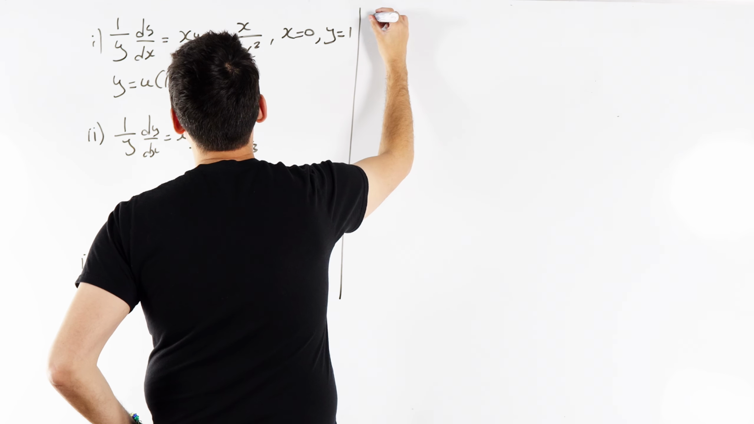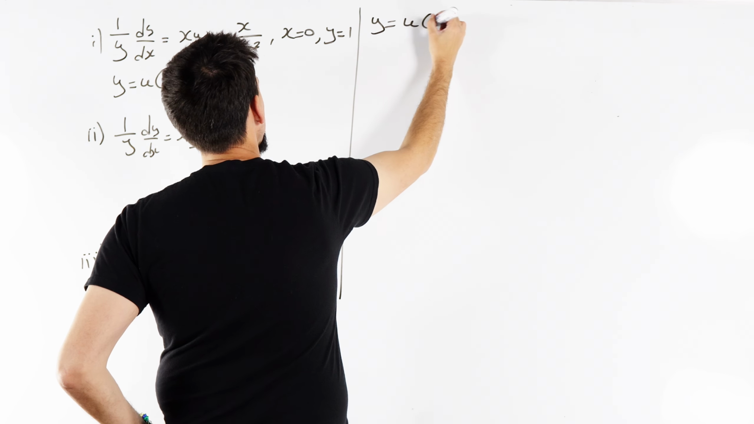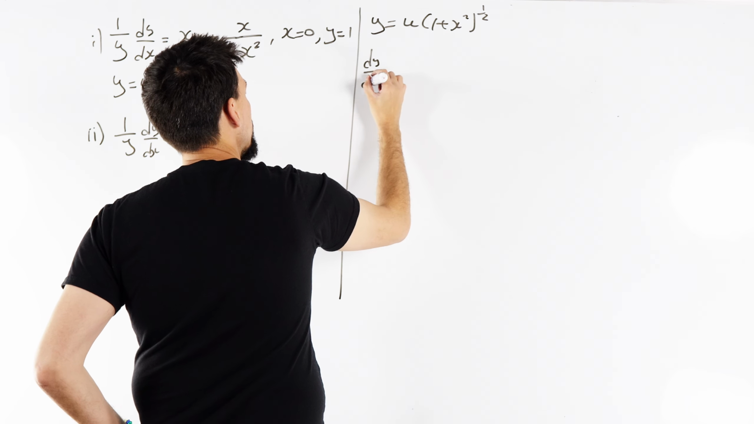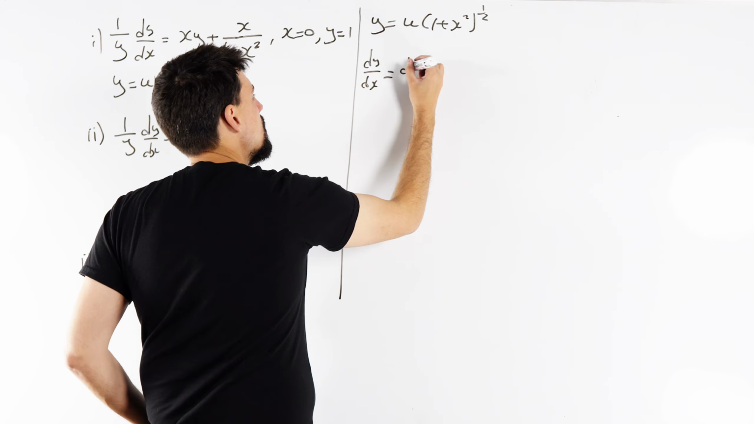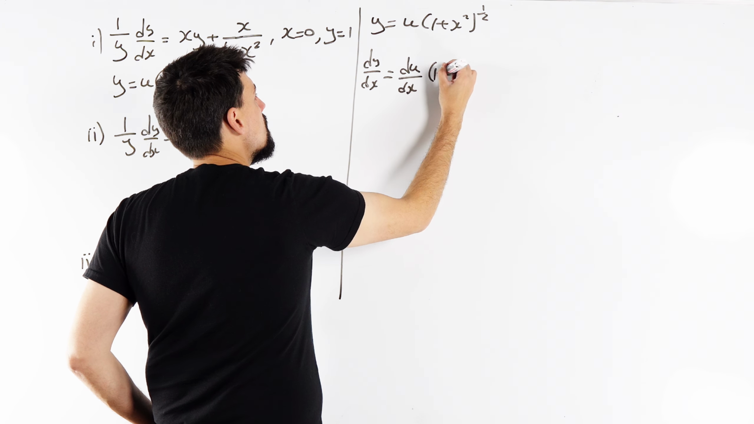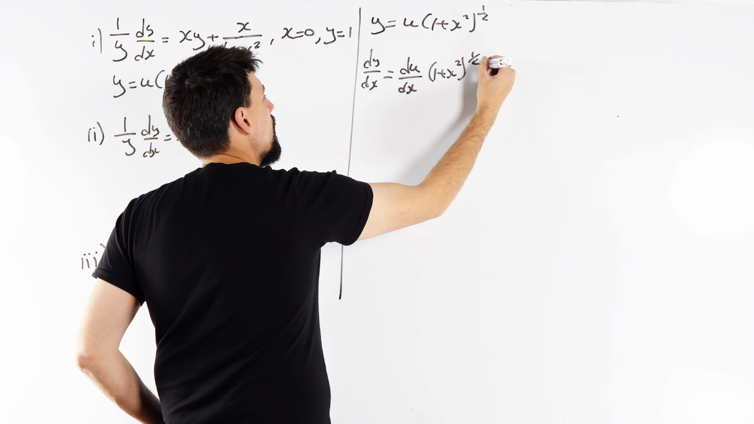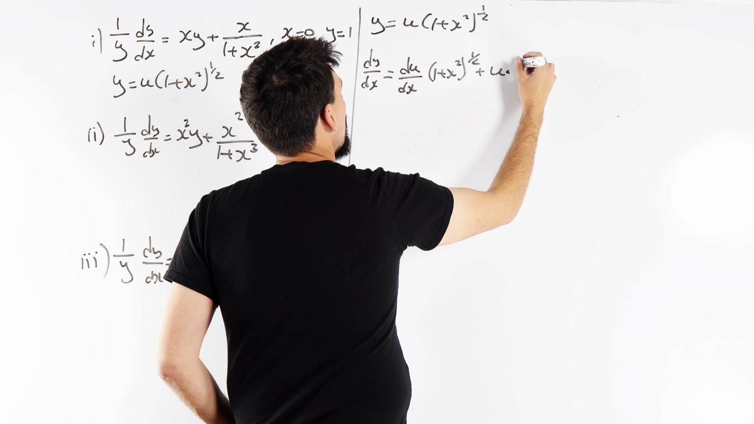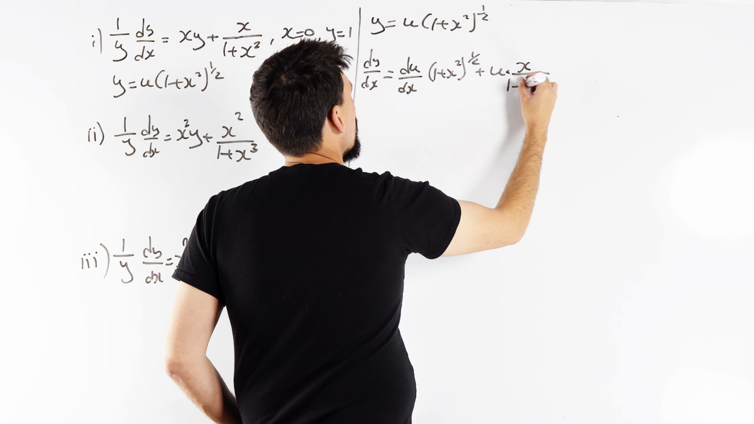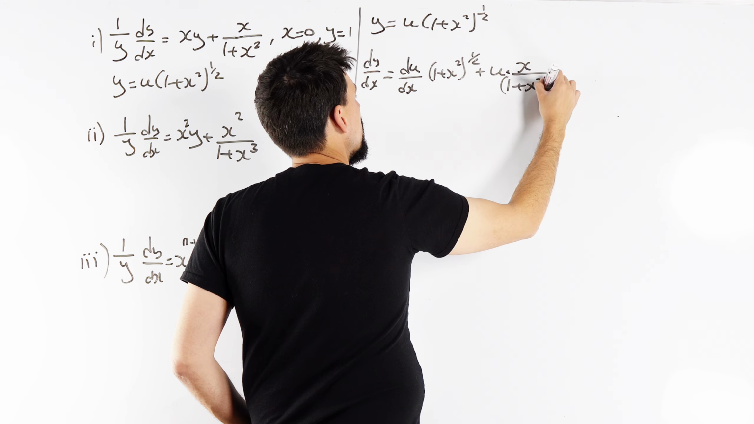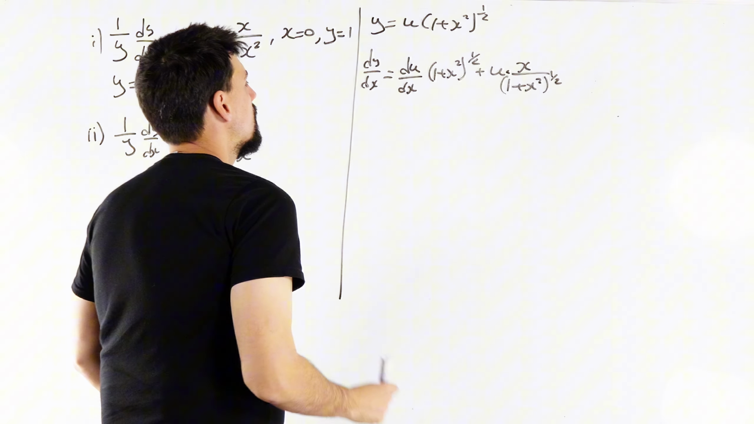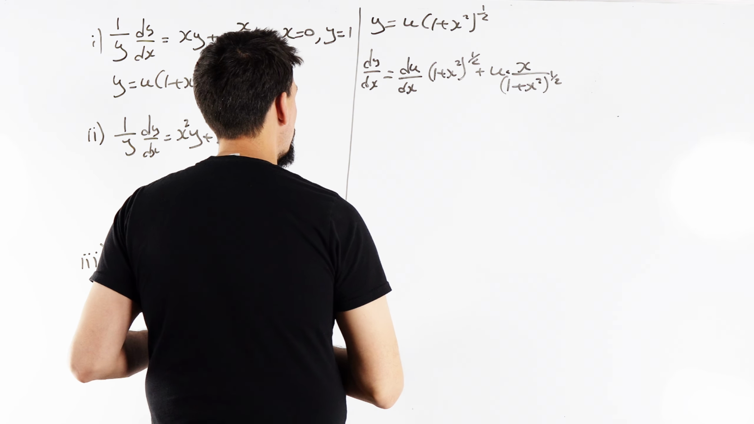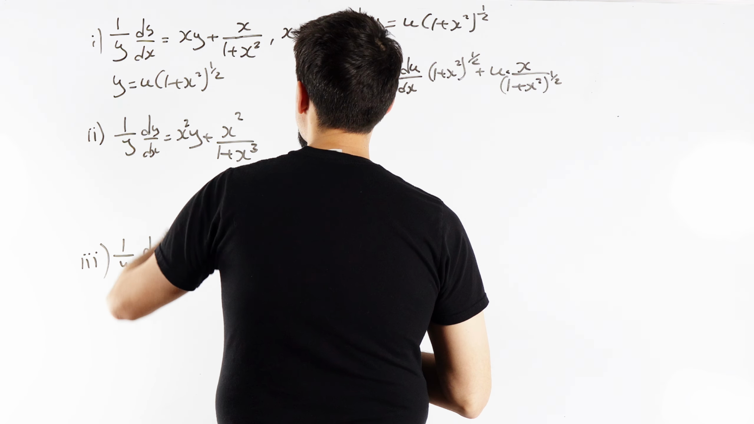So if we go y equals u times (1 plus x squared) to the half, let's differentiate that. We can use implicit differentiation, that is du/dx times (1 plus x squared) to the half, plus u times x over (1 plus x squared) to the half. Is that right? The 2 the half? Yes.